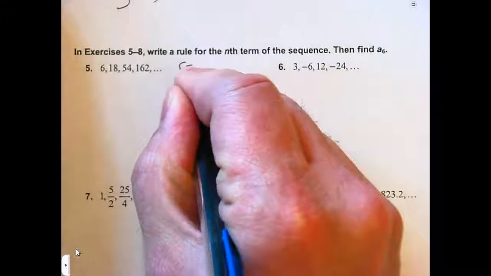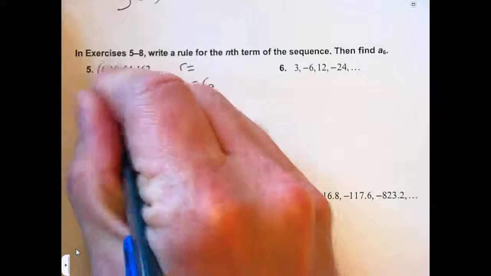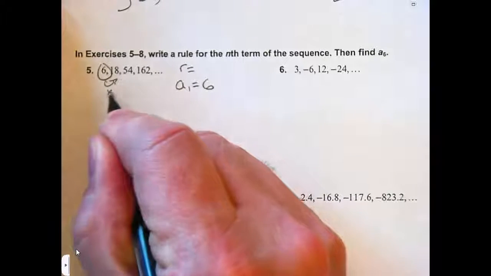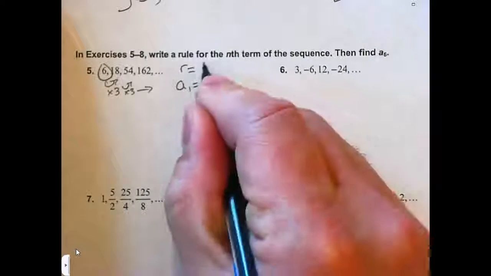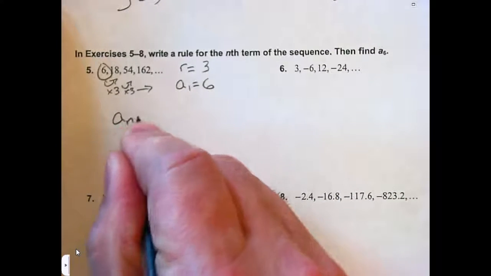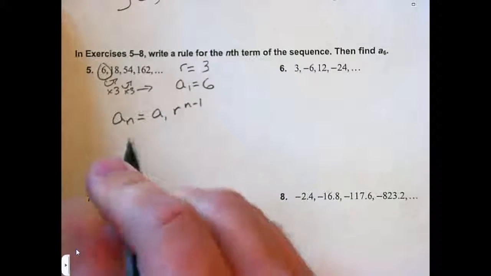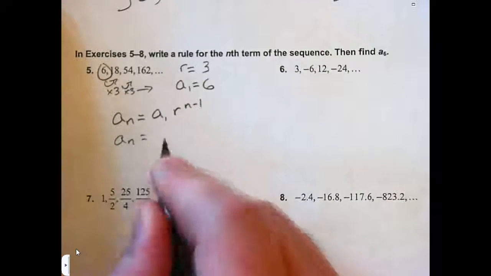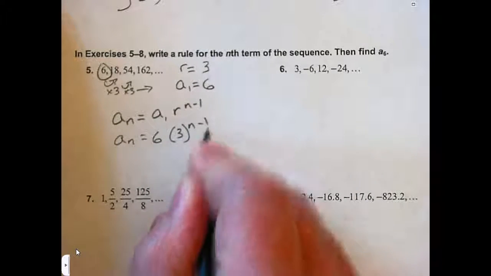Okay, in order to write your rule, you need to know a sub 1 and r. A sub 1 is our first term. R multiplied by 3 each time. So we get a sub n is equal to a sub 1 times r to the n minus 1. So a sub n is equal to 6 times 3 to the n minus 1.